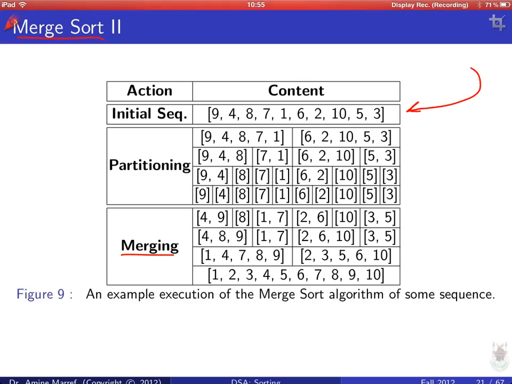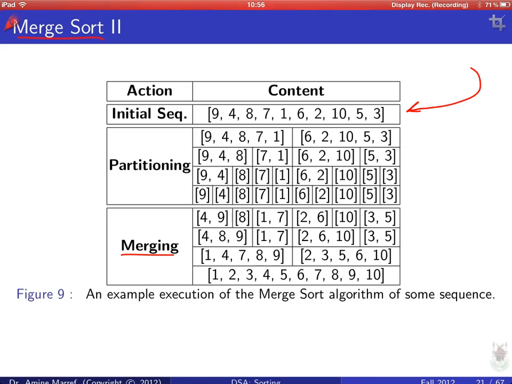And then 6, 2, they give us 2, 6. 10 stays the same. 5 and 3, we are going to merge them to become 3, 5. Now we are going again to merge these.